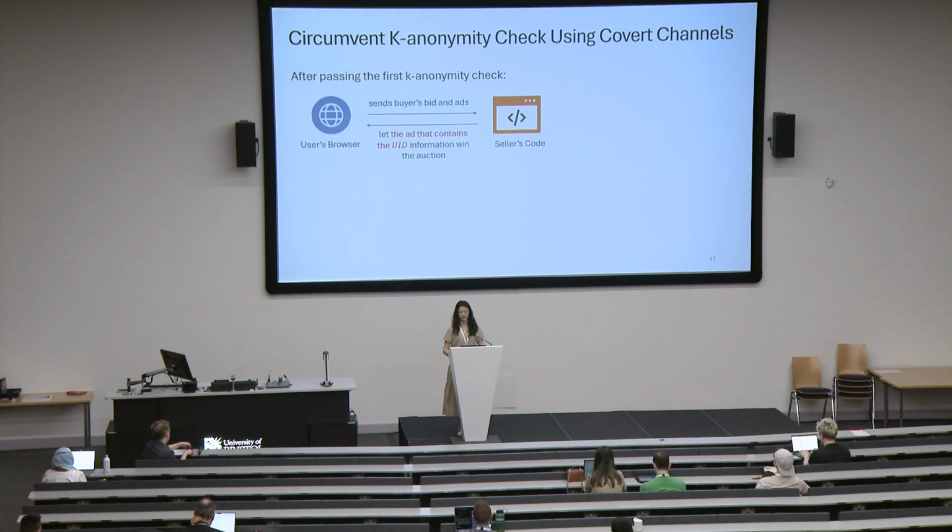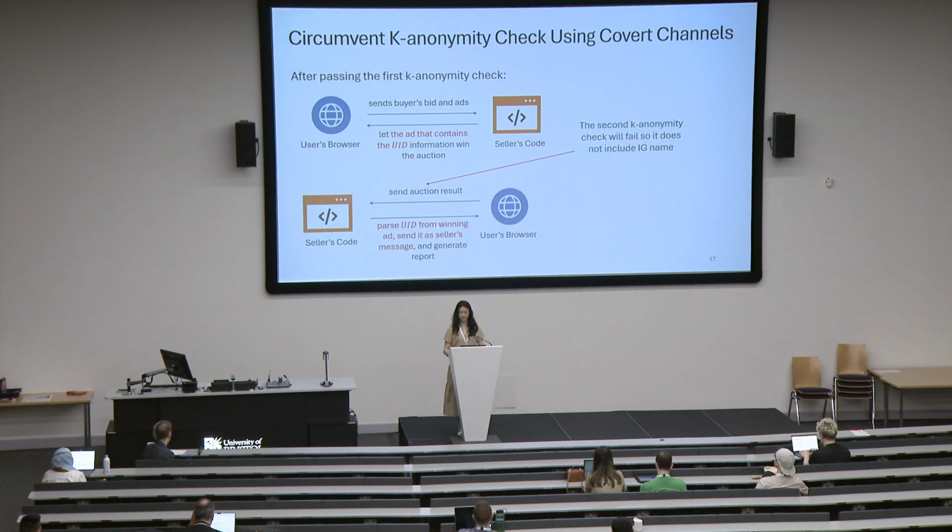The colluding seller can give the ad that contains the UID information the highest score to let it win the auction. Then during the reporting step, while the second k-anonymity check fails, so it does not include the interest group name, the winning creative URL will be included. Therefore, the seller can parse the UID from this ad URL and return it as the seller's message to the browser, which will be passed to the buyer's code later. In this way, the buyer can access the UID during the reporting generation time.